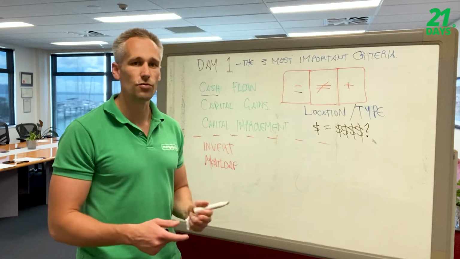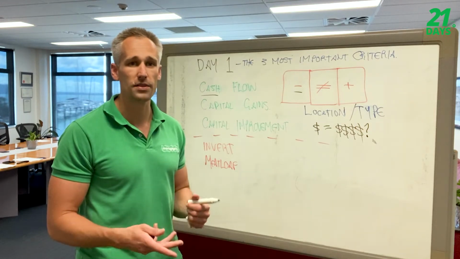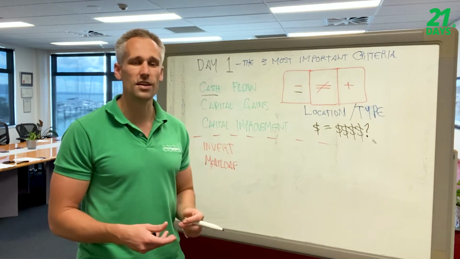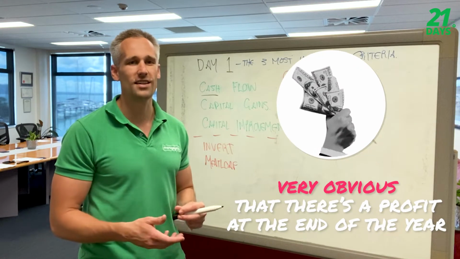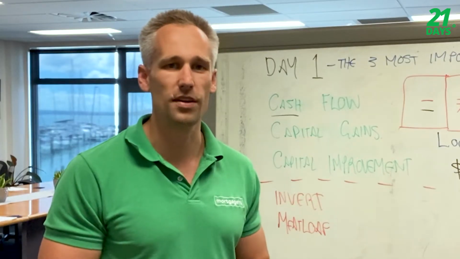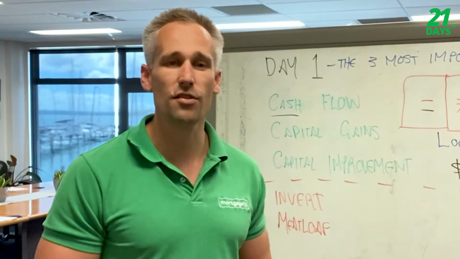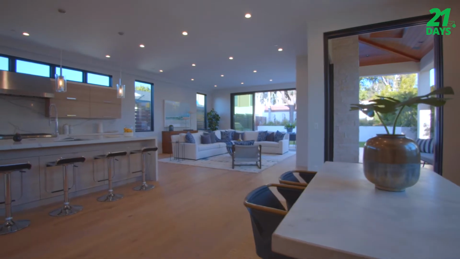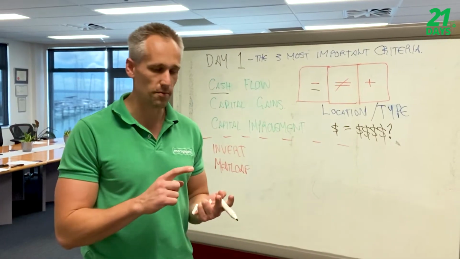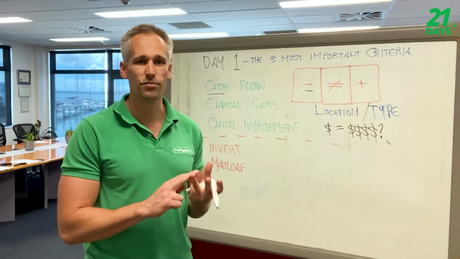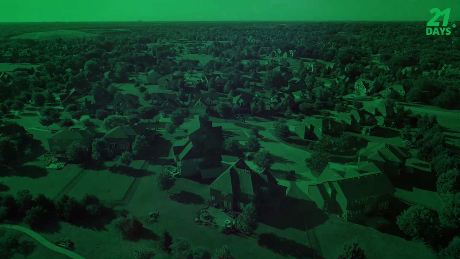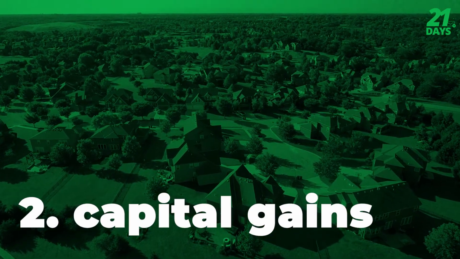Now you can get this through gearing, but if you're looking at 100% financing your next property investment, positive cash flow comes when it's very obvious that there's a profit at the end of the year, regardless of the tax deductibility around the interest costs and regardless of the regulations of the time. The property makes you money and there's a surplus, and then from that surplus you get to decide what you're going to do with it. Maybe you put it into your mortgage, maybe you spend it on a trip to Fiji, but there's definitely a profit. So number one is cash flow, number two is capital gains.